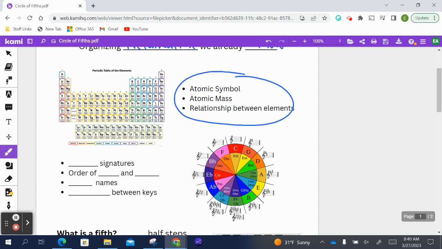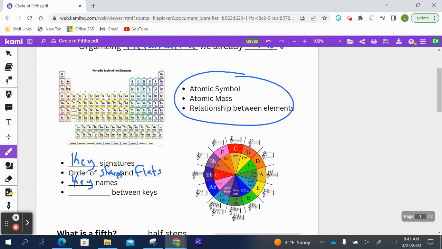The circle of fifths can show us things like key signatures. We have already talked about key signatures at length in previous lessons. We know all about them. It will also show us the order of sharps and flats. Again, we've spent a lot of time talking about that. It will show us the key names. We've already learned the hard way or the longer way of figuring out key names, but you actually can just look at the circle of fifths and it will show it to you.